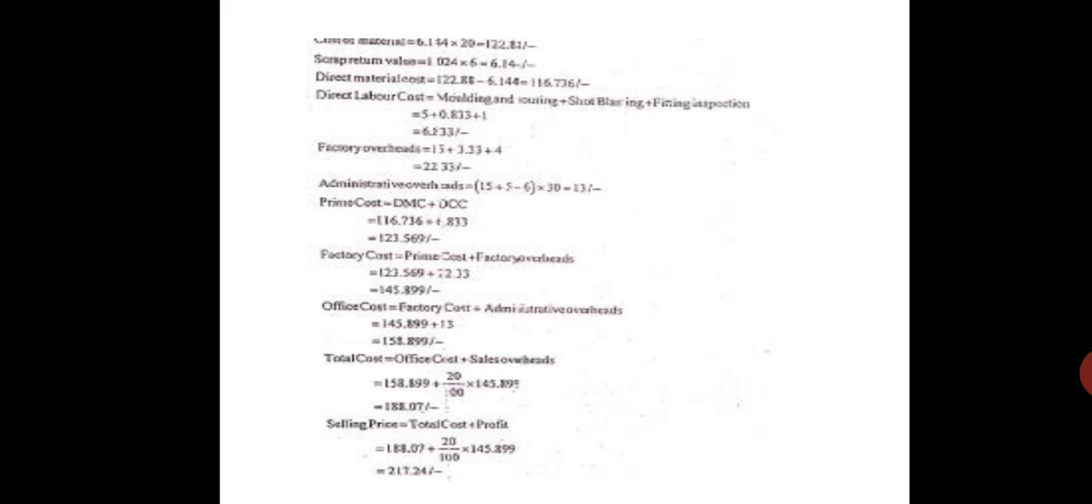Direct material cost is 116 rupees. Direct labor cost is 6.8 rupees. Now, third one is we will calculate the factory overheads. So what are the factory overheads?